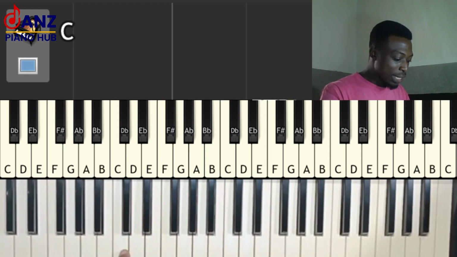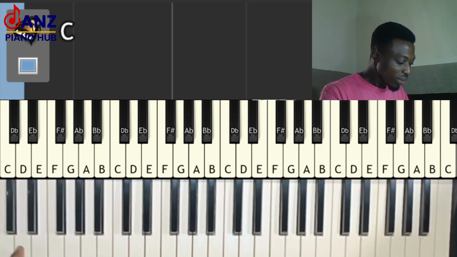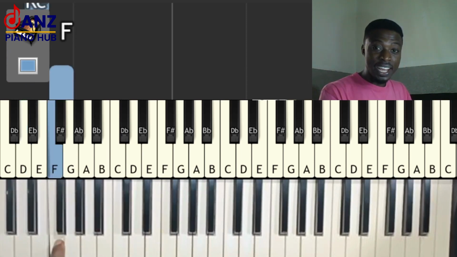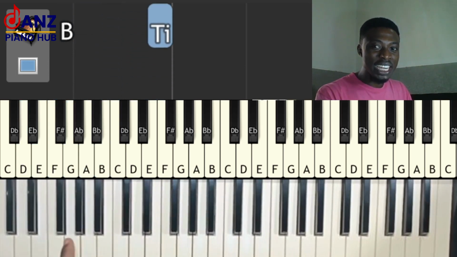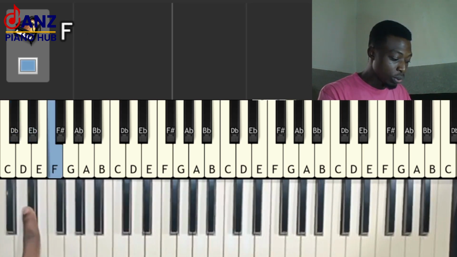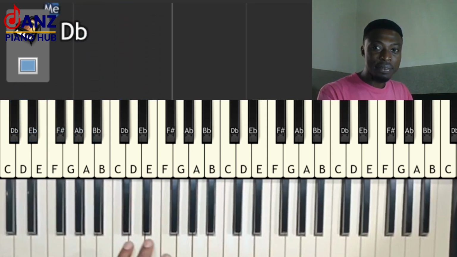So, if we take this for example, we say this is C. This is D. This is E, F, G, A, B. What it means is that each and every one of these notes has a chord. The same thing goes for the black keys also. They are not left out. They have their major chords. Each key has its own chord, or rather each note has its own chord.